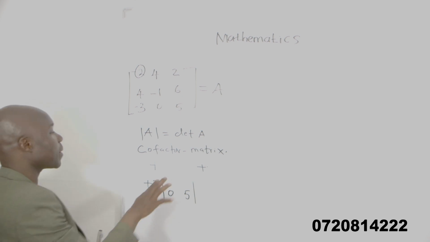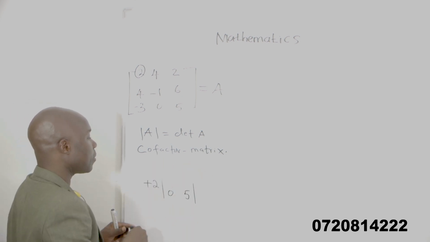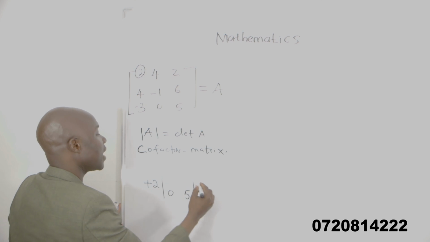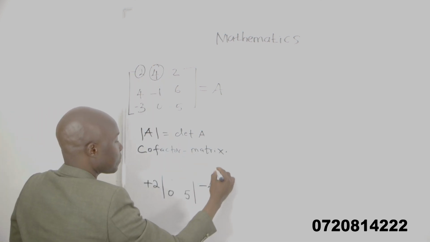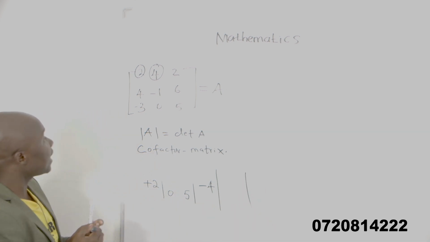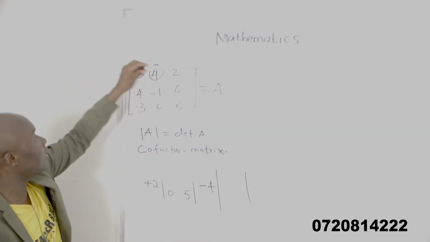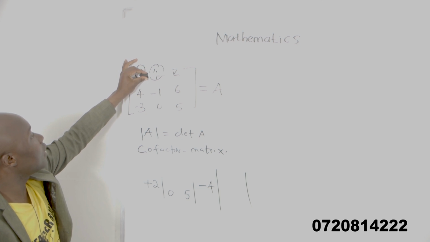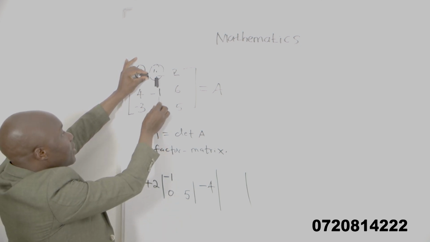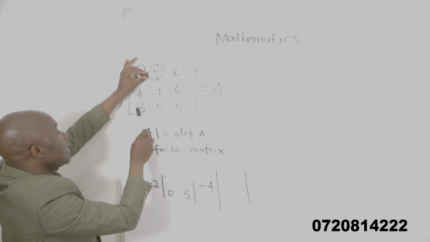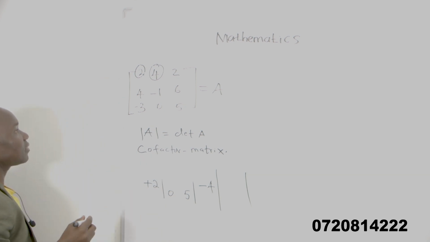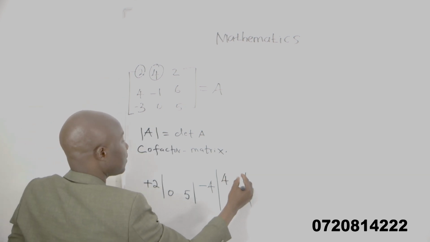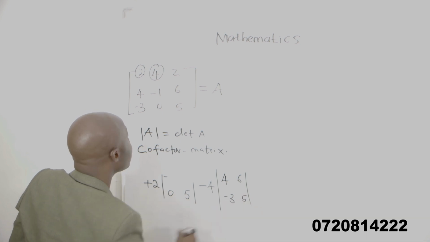Then the next part under the formula was supposed to be minus the element here, 4. When you identify this 4, you also delete that entire row and you delete this column. So whatever remains will be 4, 6, negative 3, 5. The elements that remain form our next cofactor matrix, which is 4, 6, negative 3, 5.